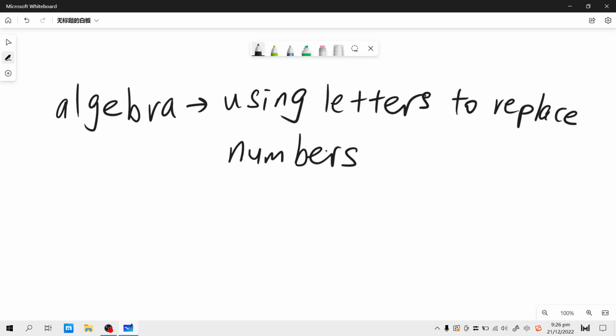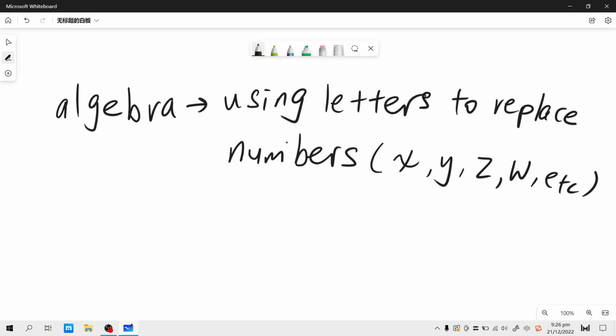If you read out this definition, most of you might know what kind of letters we use very often to replace numbers. They are X, Y, Z, W, etc. Etc. is not a letter we use to replace numbers. It's just a short form meaning there are still more of them. So now you know the meaning of algebra, which means using letters to replace numbers, and these are the letters we use often to replace numbers.